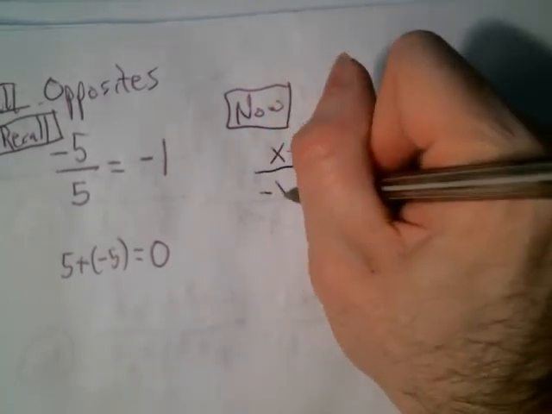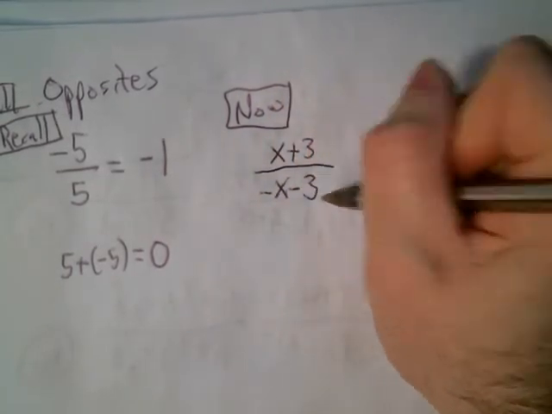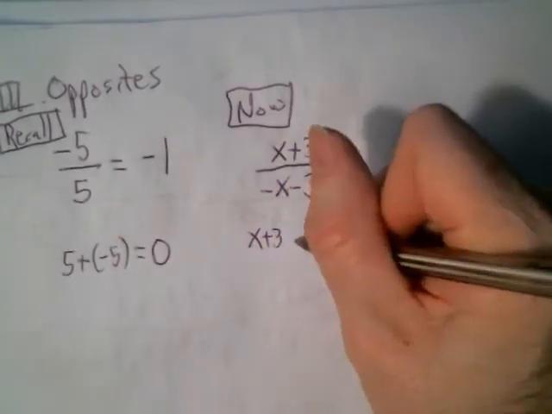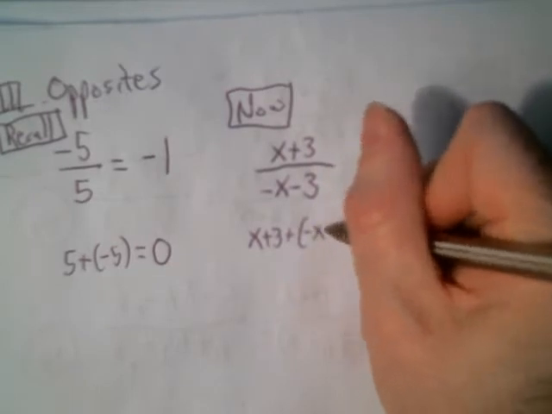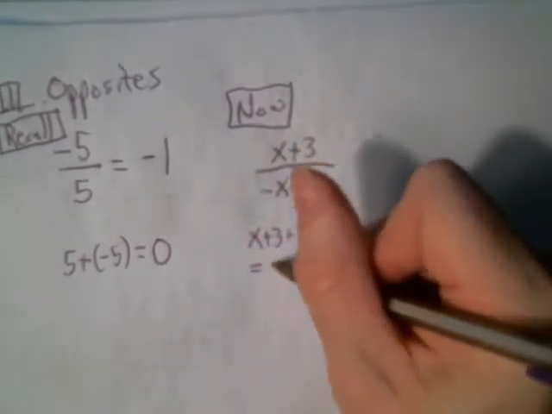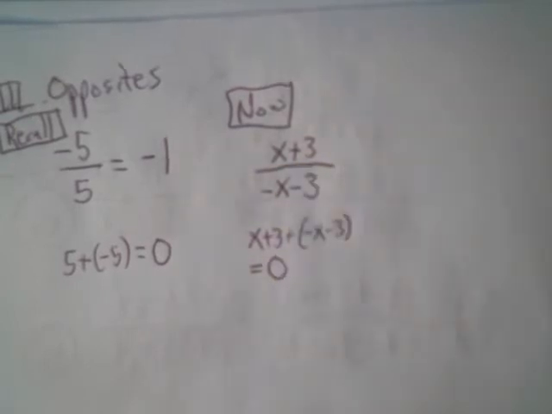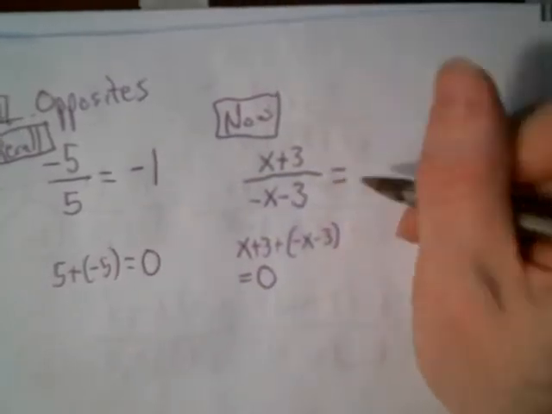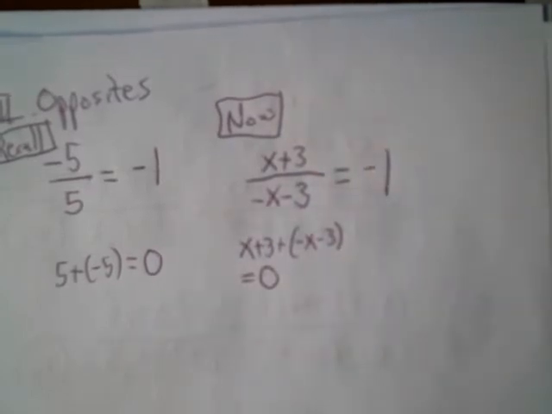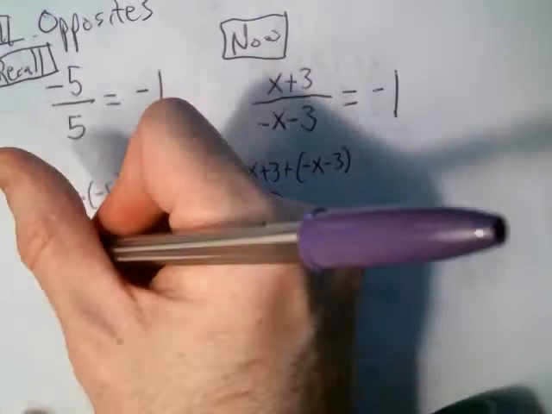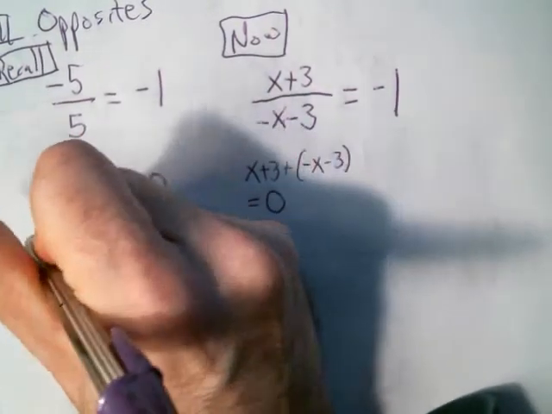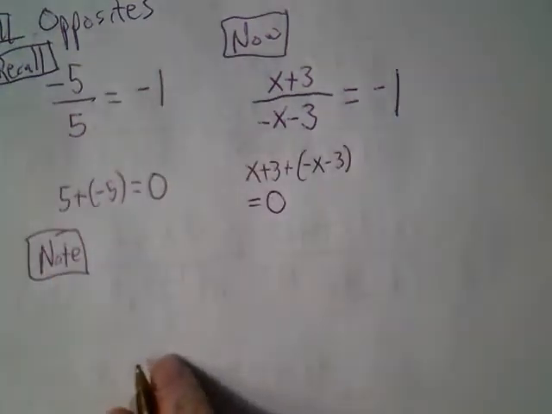The thing that you could add to it to make it equal 0 is -x minus 3, because you have x plus 3 and then plus -x minus 3. The x's would cancel and the 3's would cancel, giving you 0. Okay? So now this thing is actually equal to -1. So what's the issue? It's just because sometimes things look like opposites in variable land, but they're not.